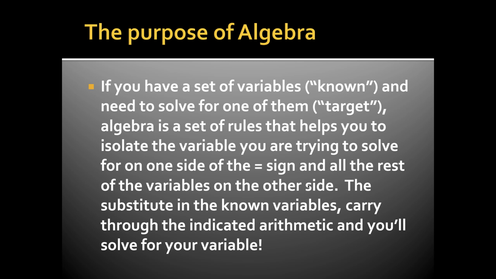So here's the purpose of algebra. Let's say you have a set of variables. We'll call one of them known, and we need to solve for one of them. We'll call that the target. Algebra is the set of rules that helps you to isolate the variable you're trying to solve for on one side of the equal sign and all the rest of the stuff on the other side of the equal sign. Then what you do is you substitute in the known variables, carry through all the indicated arithmetic, all the multiplication, division, or addition or subtraction, and then you'll solve for your variable because it's on the other side all by itself. But the key is to rearrange the formula before you put in any numbers.